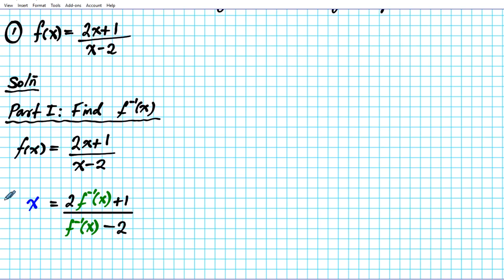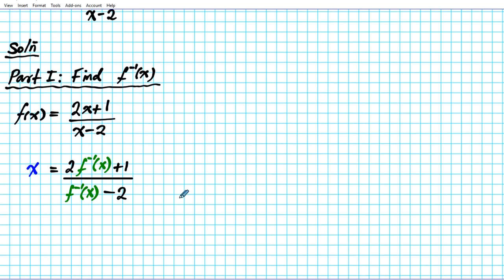Now what we're going to do is solve. What are we solving for? We're solving for the inverse of f, and that will be the inverse. To accomplish that, we're going to first cross multiply, and then collect all the terms with the inverse of f on one side, everything else on the other. We'll factor out the inverse of f, divide, and that will result in the isolation of f inverse. Alright, so let's go ahead and cross multiply.